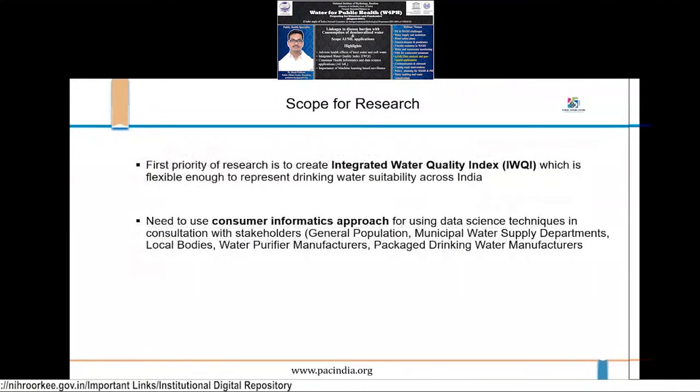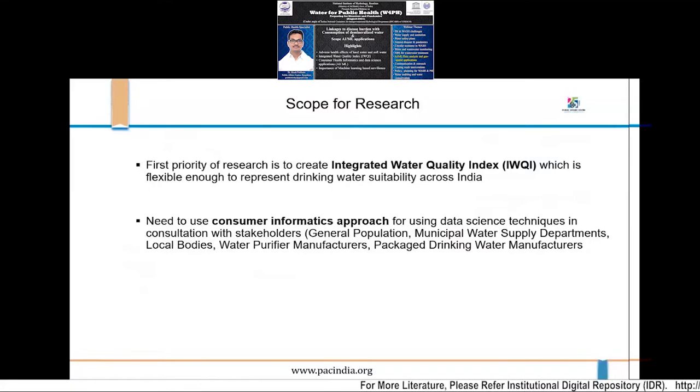So what is the priority here? The priority first should be that there should be something called an integrated water quality index. The same way the CIBIL score, or the credit score, is used by the banking sector for disbursement of loans, and all banks follow that score. It's a standardized score used across India at least, and it is taken as the gold standard for giving credit to creditors.